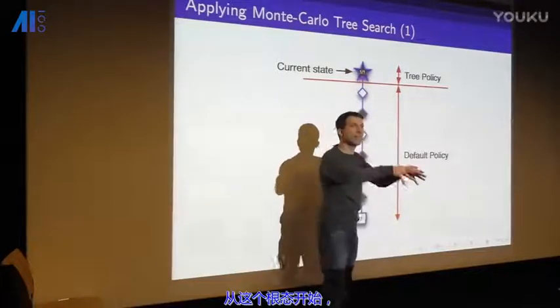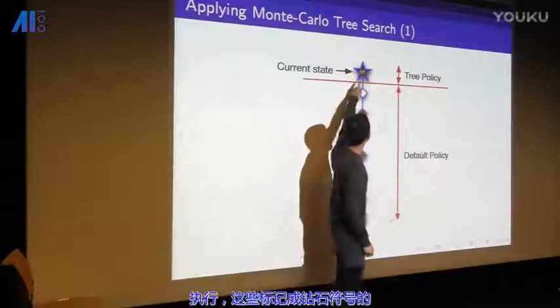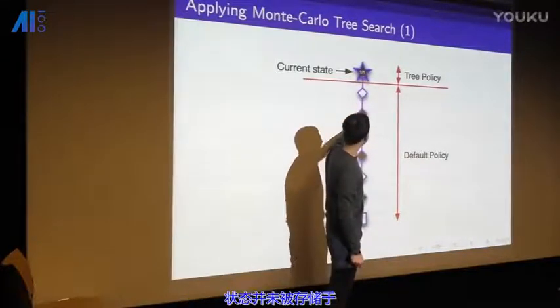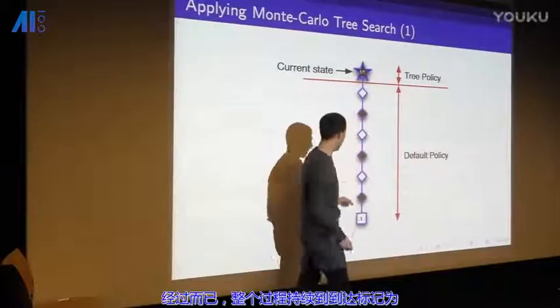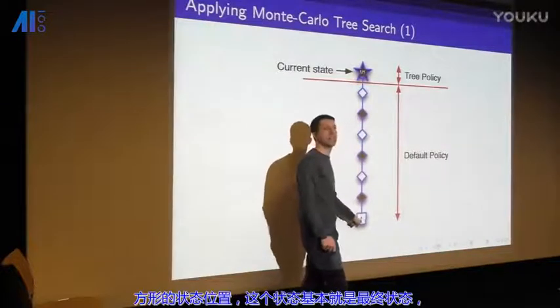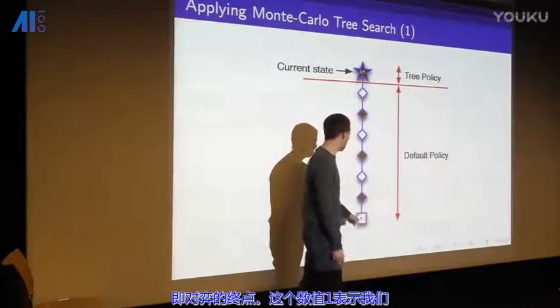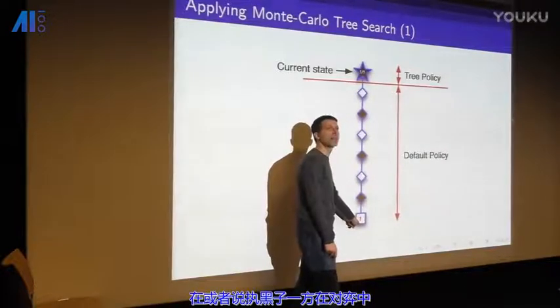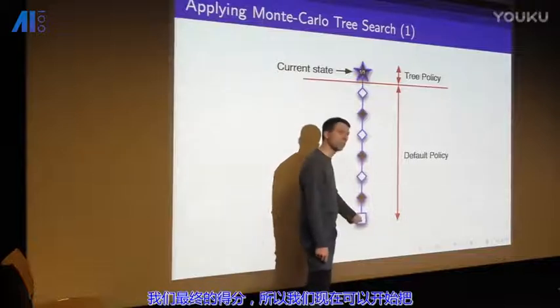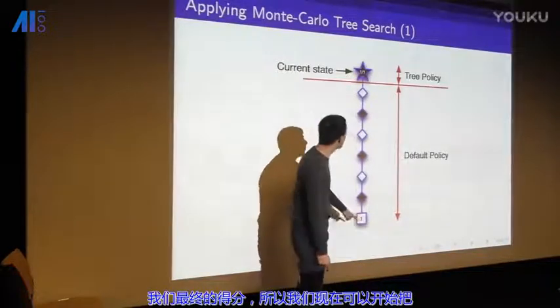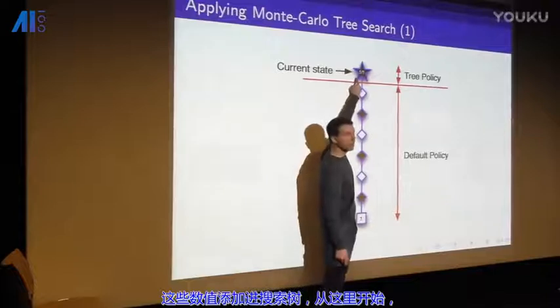I'm going to start in this root state and run some rollout. These diamond states are things that we don't store in our search tree, but we just pass through until we end up in this square state, which means the terminal state where we finish the game. The 1 means that black won that game. That was the reward that we saw at the end. And so now we can start to fill in the values in our search tree.